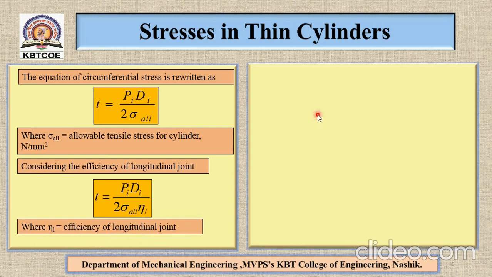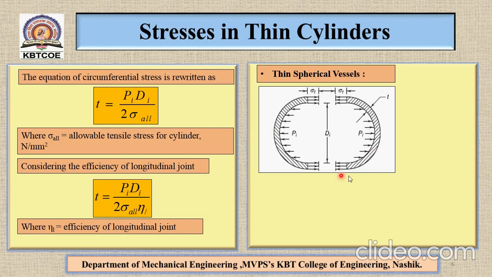Now next we'll see thin spherical vessels. Now we see this is a diagram of the thin spherical vessel. Pi is the inside pressure, Di is the inside diameter of the spherical vessel, sigma T is the circumferential stress. Now at the equilibrium of these forces, we get the relation Pi into bracket pi by 4 Di square equal to sigma T into pi into Di into T. So sigma T is equal to Pi into Di upon 4T.